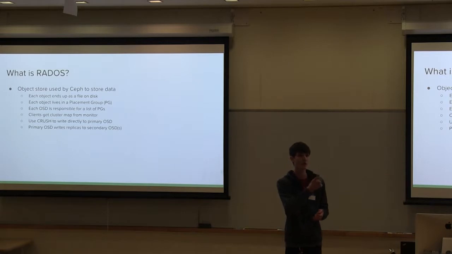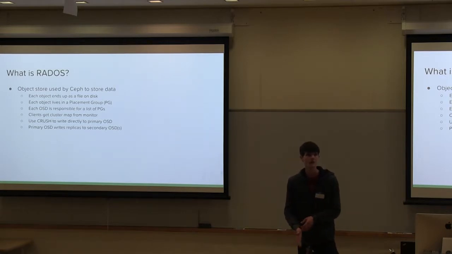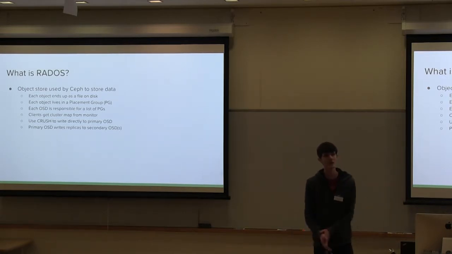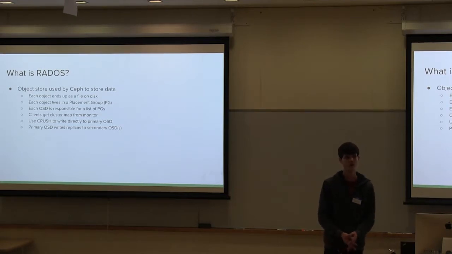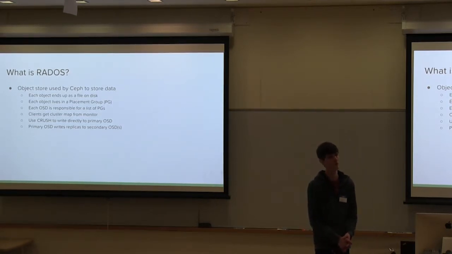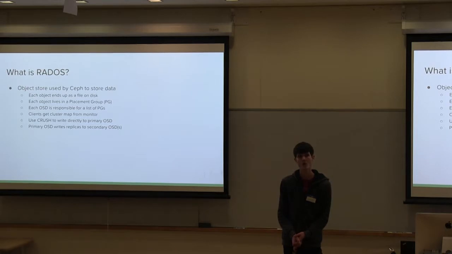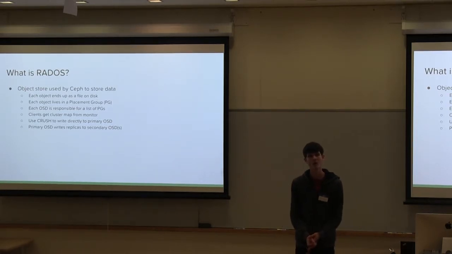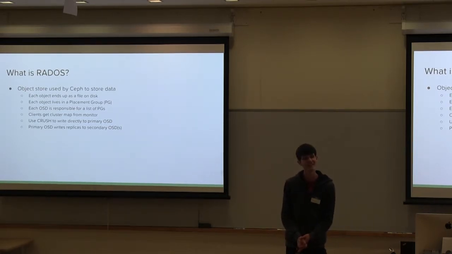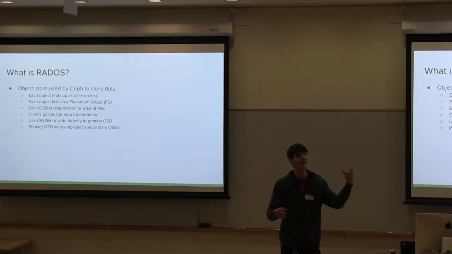When you say client, are you talking about a user application? Yeah, it could be the Linux kernel, it could be KVM, QEMU. So the user application is in charge of hashing, not the Ceph system? It uses the same algorithm on the client side.